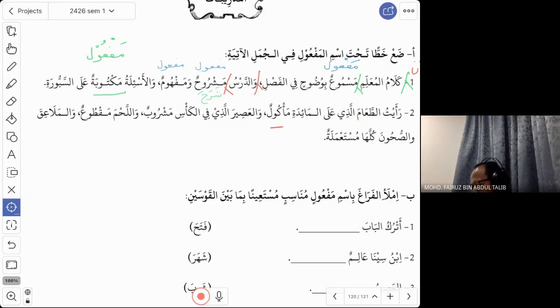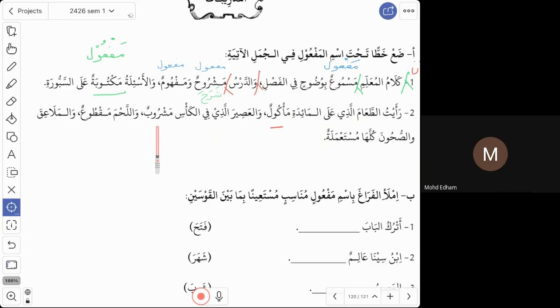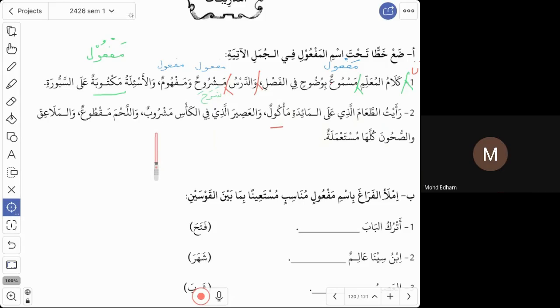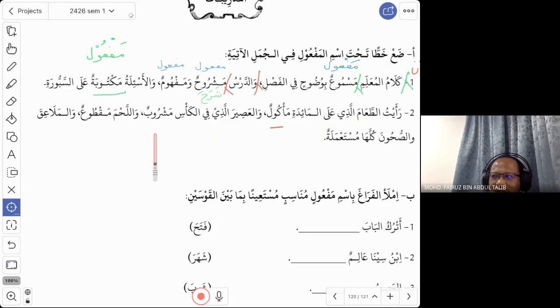Wal asir, the juice. Alladhi fil ka'si, the juice that is in the cup. Ka's is the cup. So what about the juice that is in the cup? Mashrub. Yes. What is mashrub? Was drink. Was drank or was drunk? Was drunk, right? So mashrub, shariba. So that is another isim maf'ul.